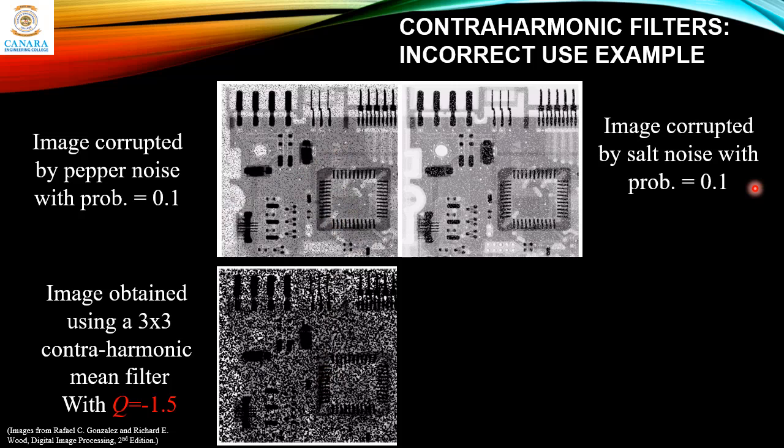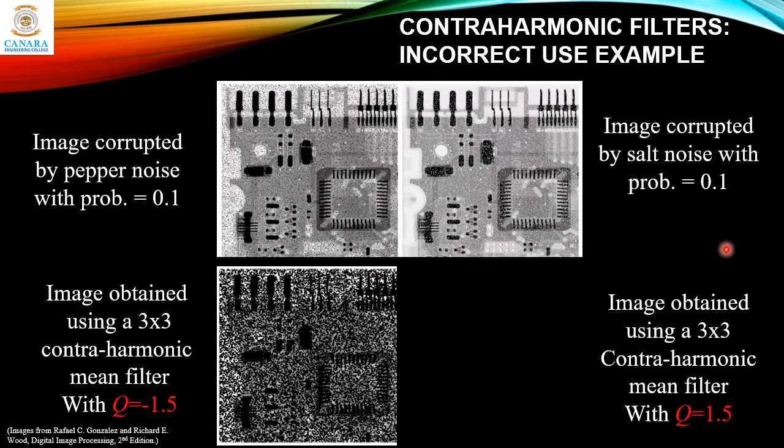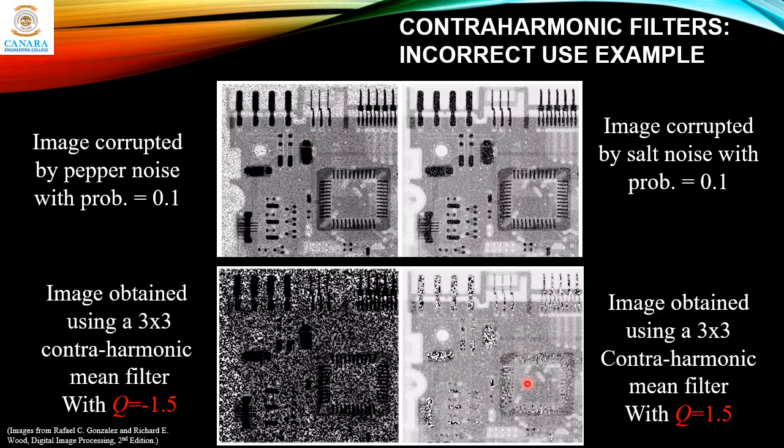Similarly, if you have salt noise added to the image and you use a positive q value, again the image will be further ruined. It won't work. So this we need to keep in mind all the time. That means contra harmonic filters work well for removing salt or pepper noise depending on the q value. We have to be very careful in choosing the q values while filtering.